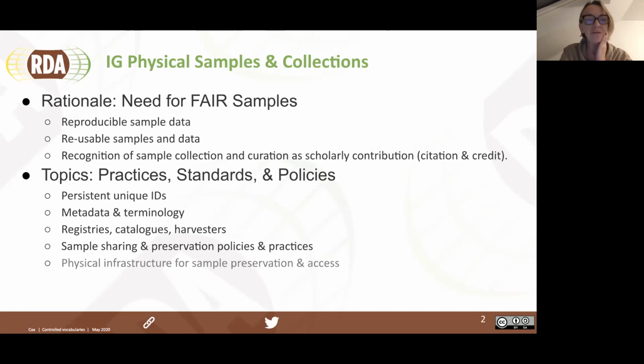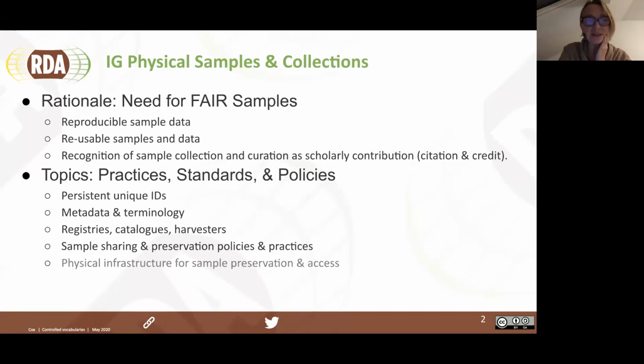So the rationale from the beginning has been the need for more discoverable, accessible, interoperable, and reusable samples, because I'm sure everyone who has joined this session is in some way working with data acquired on physical samples or data describing physical samples. And we want studies that involve physical samples to be reproducible. We really want to make sure that that data is reusable, but also that the samples are reusable.